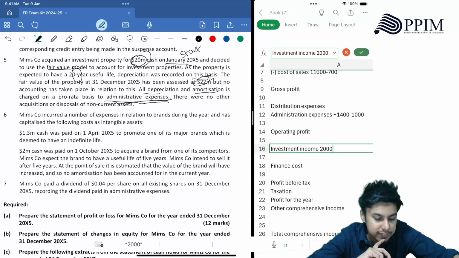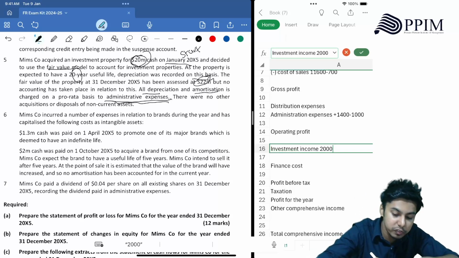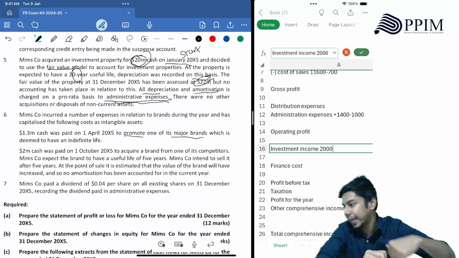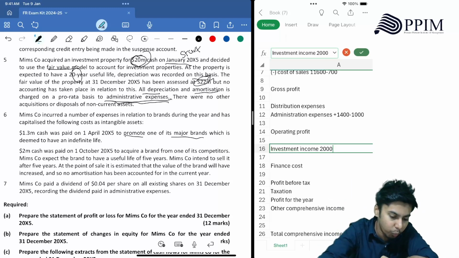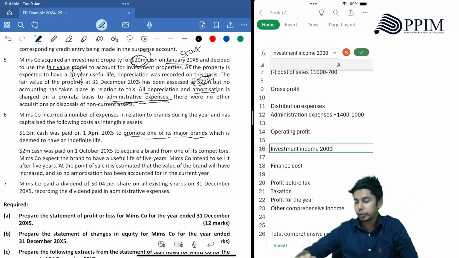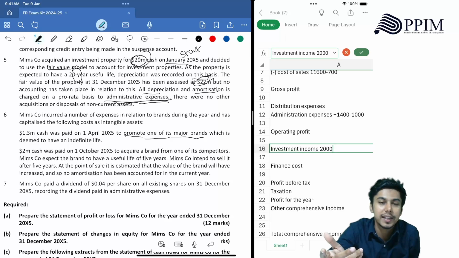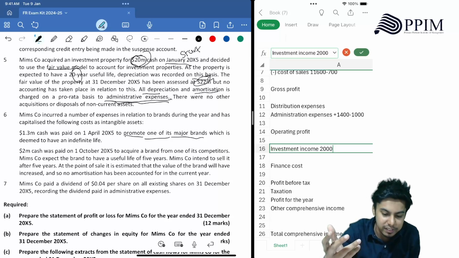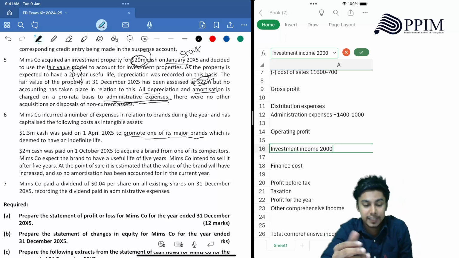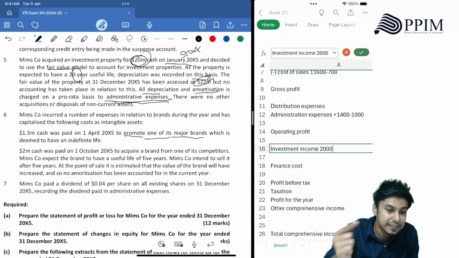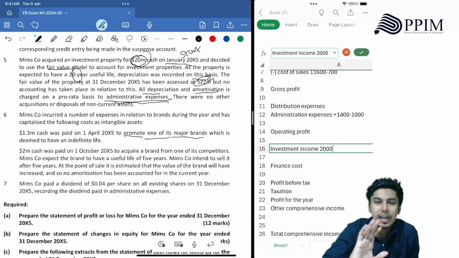The following expenses were related to brands. 1.3 million was paid in April to promote one of its own major brands. Now look at this one. 1.3 million we are spending to promote one of its major brands. What do you think? Can we take this as an intangible asset? No. First of all, promotion means what expenses? Advertising. It's kind of an advertising expense. And you have to understand, own brand means it's an internal asset, and an internal asset means we can't mark it as an asset.